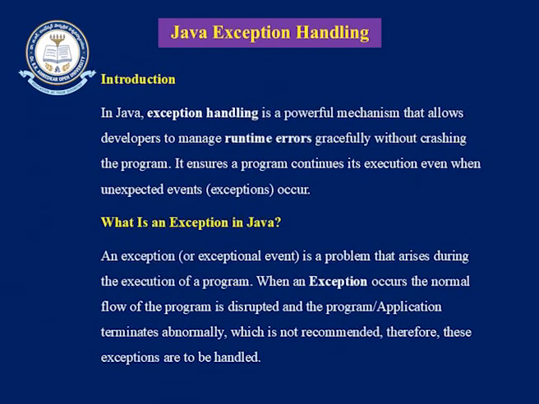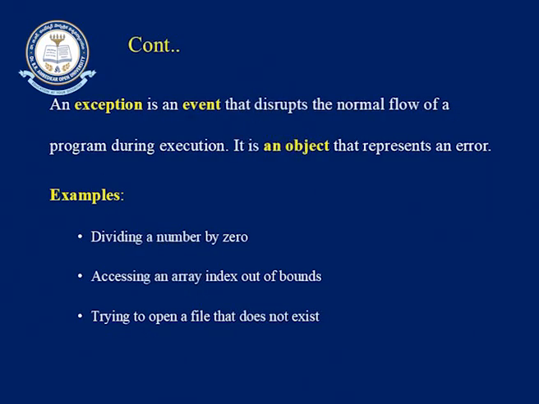Exceptions are either compile time or runtime exceptions. An exception is also called an event. It disturbs the normal flow of your program during program execution. Now I will give some examples of exceptions in Java.